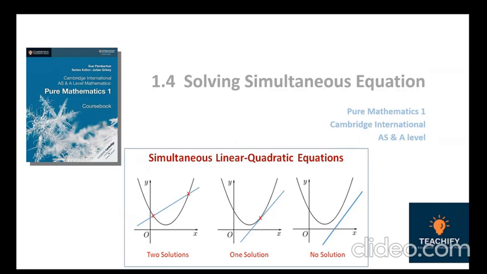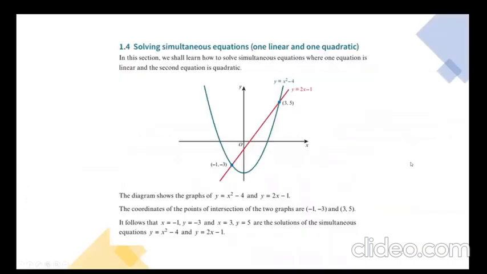So the basis of linear quadratic equations depends on the curve and line intersection. If it intersects at 2 points, there must be two solutions. If it intersects at 1 point, there must be one solution. And if there is no intersection, no solution will be there. So this is general. Now, solving simultaneous equations, one linear and one quadratic.